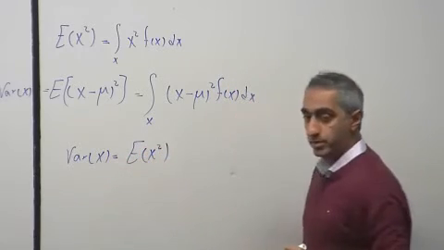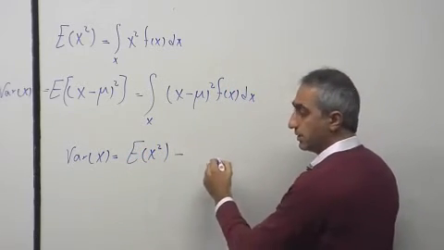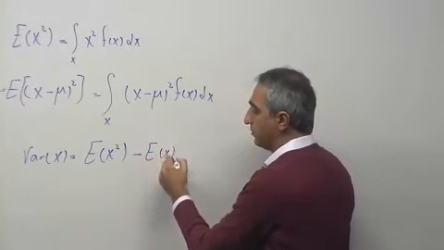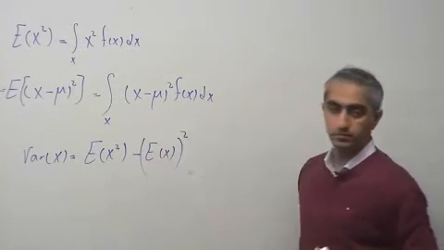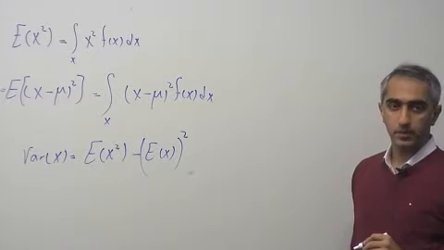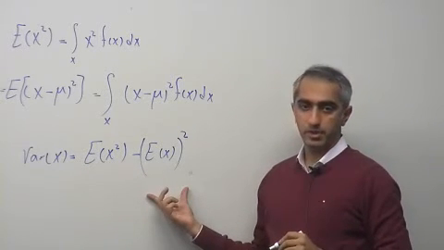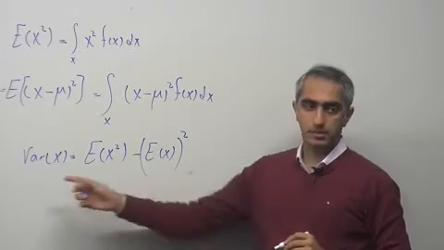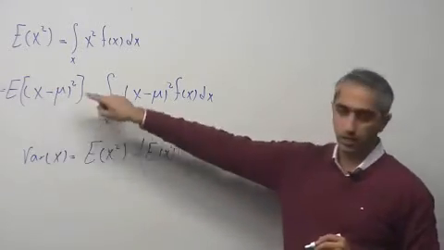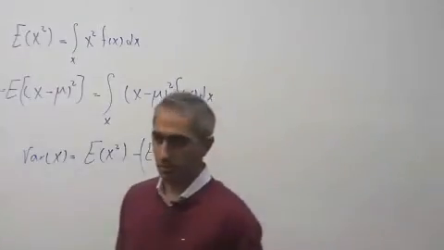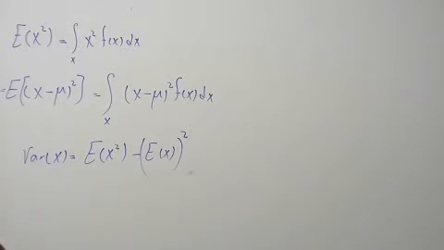Is the second moment minus first moment squared. Okay? Second moment minus first moment squared. These are exactly the same, so we can show that. It's going to be easy. Maybe in your homework you need to show that. Maybe.